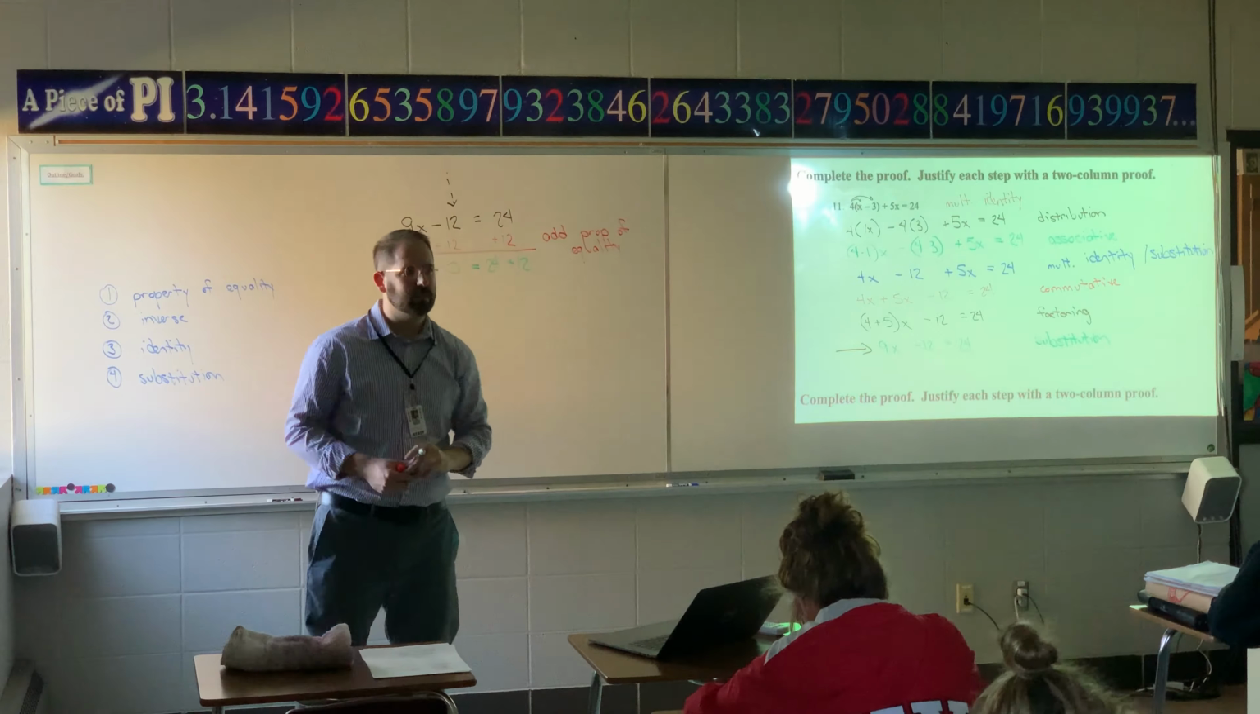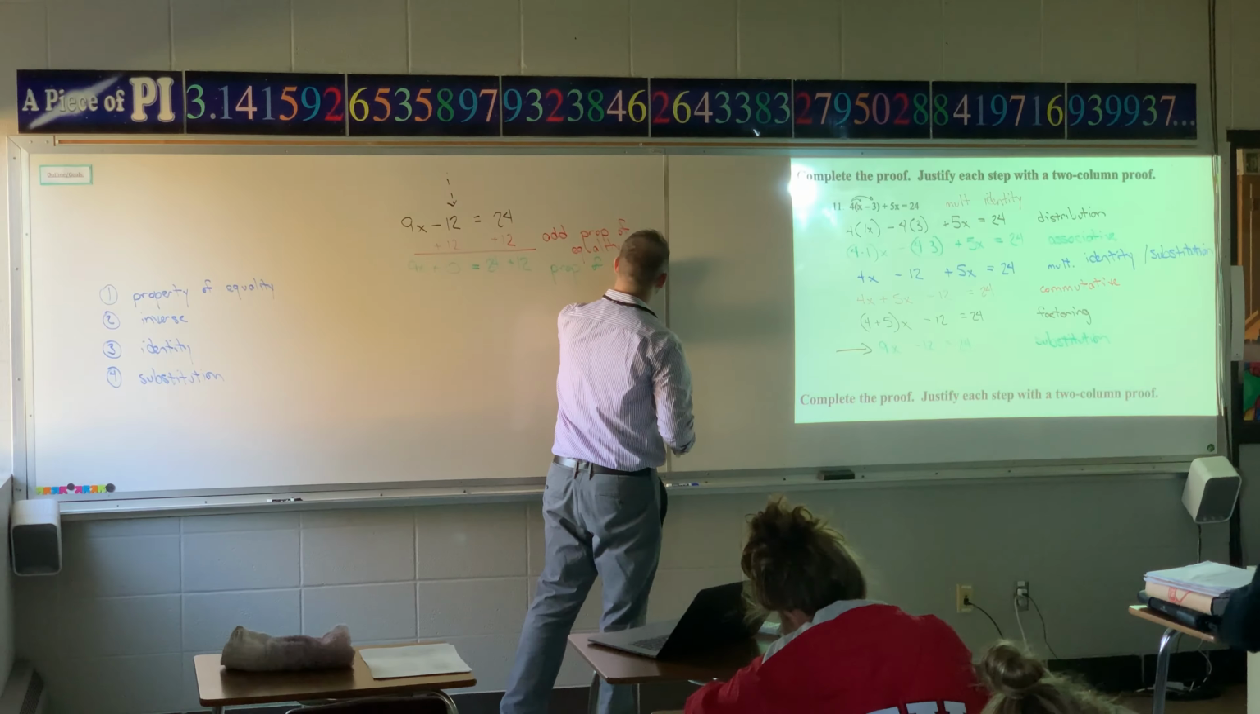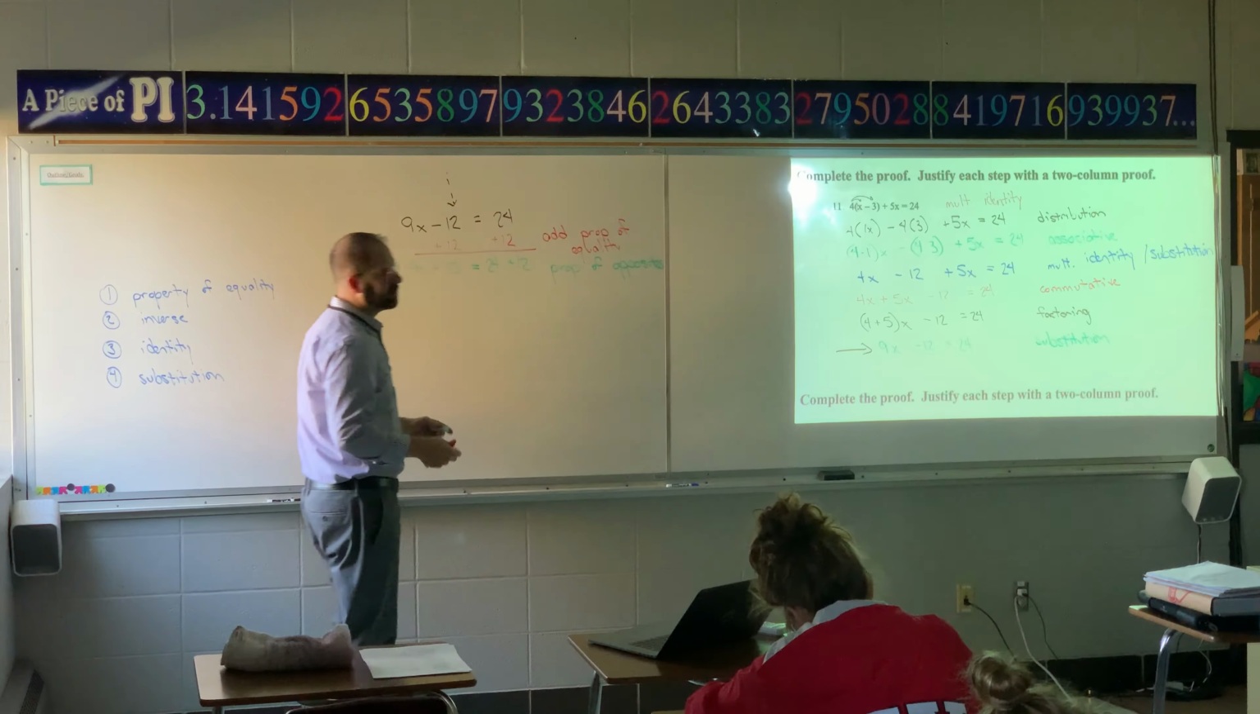You're already ahead of me. Whoever said the identity, you're 1 step ahead of me. Property of opposites. These are the inverses. It's property number 5 in your property sheets. There are only 2 inverses. Property of opposites makes 0.